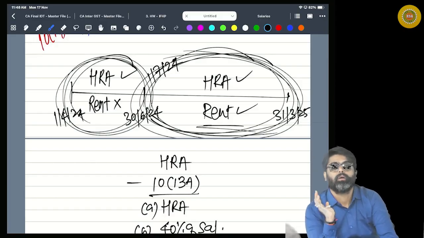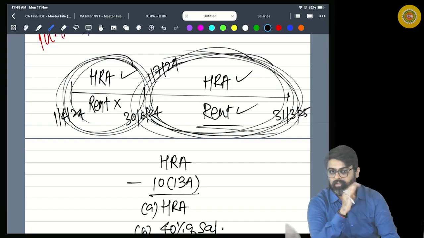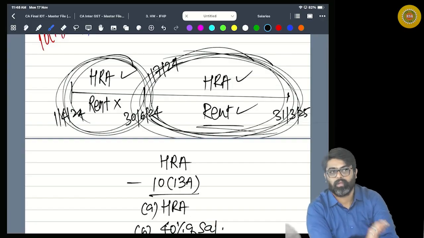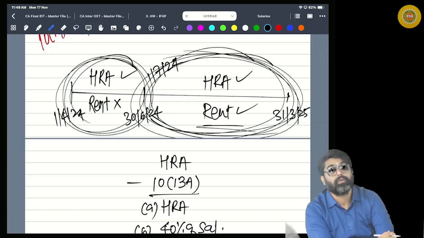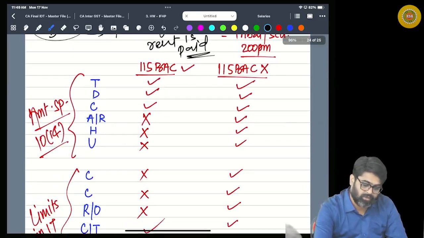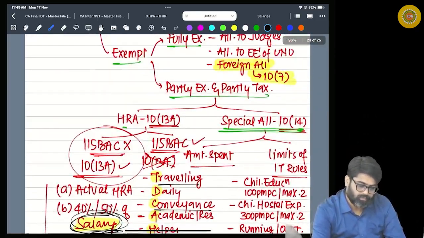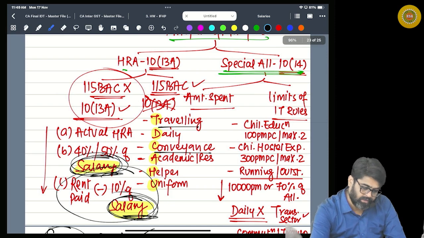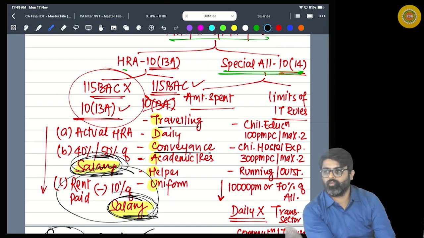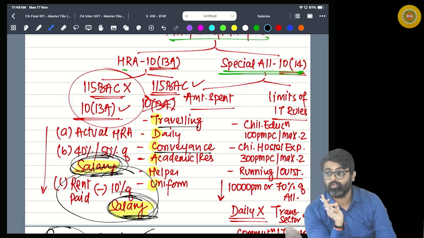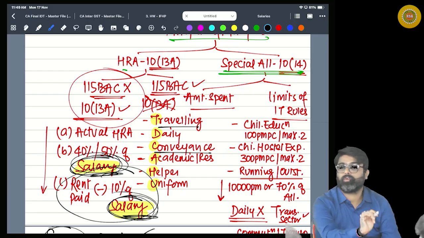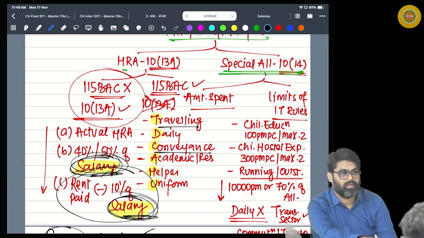Done, sir? What if the rent paid is less than or equal to 10% of salary? Then definitely limit C will be negative. And if limit C comes negative, HRA exemption is not available. Will you remember this? Sure, sir. Okay. So this was the end of your HRA exemption.